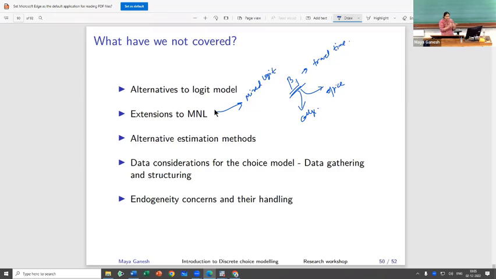So just like you have methods to take care of endogeneity, like your instrument variable approach or the fixed effects model, here as well you have different methods of handling endogeneity, like a control function approach. We have not dealt with all of that, right?